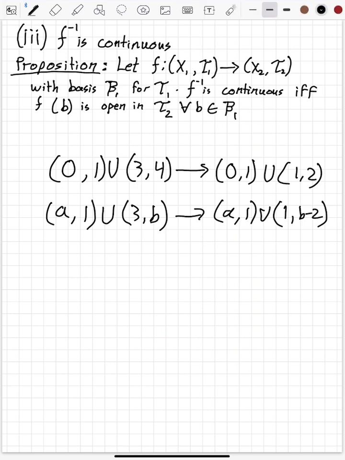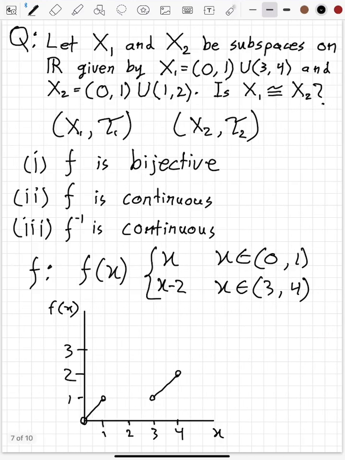So what that does is it shows that all of the given conditions of a homeomorphism are being satisfied, and therefore f is a homeomorphism. And that f is a homeomorphism, we show that it is bijective, it's continuous, and the inverse of f is continuous, and all the conditions are satisfied, and therefore (x1, tau 1) and (x2, tau 2) are homeomorphic to one another.